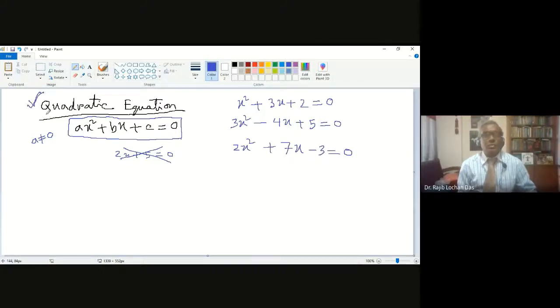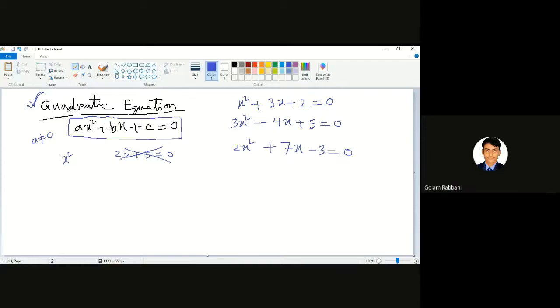So now try to think about this. Okay, what is a quadratic equation? It is an algebraic equation. It has only one variable and there must be x square, and x square is the highest power. It is called a quadratic equation. Is that okay?